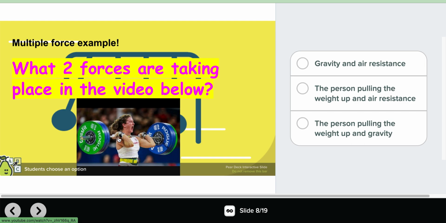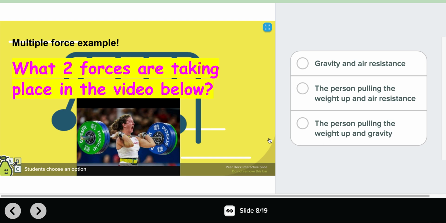But if you have someone performing this action, what two forces are taking place in the video? Or if they're doing powerlifting, is it gravity and air resistance? Is it the person pulling the weight up and air resistance? Or is it the person pulling the weight up and gravity? What are the two forces acting on these weights?